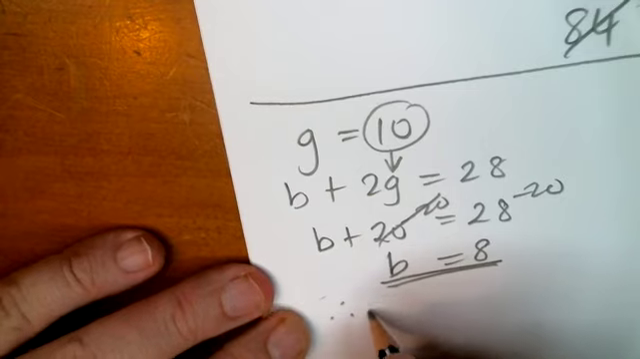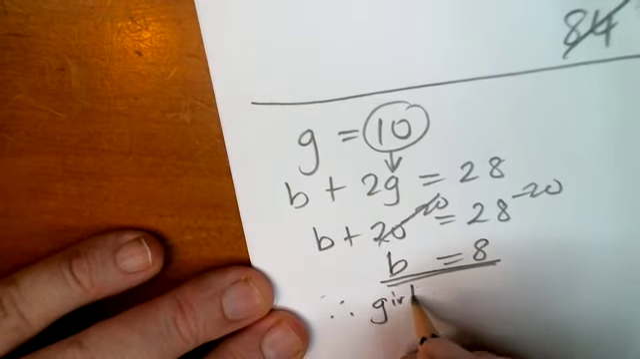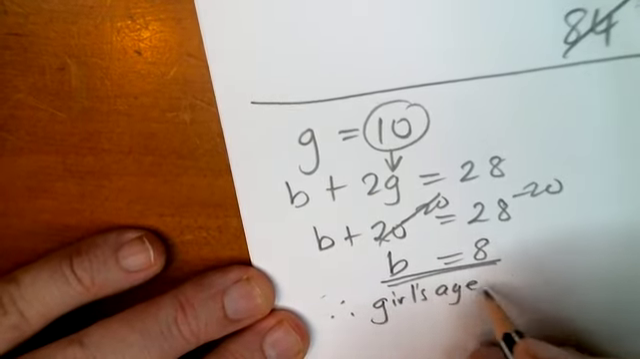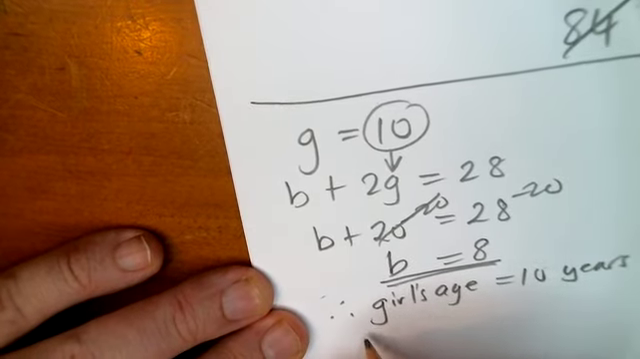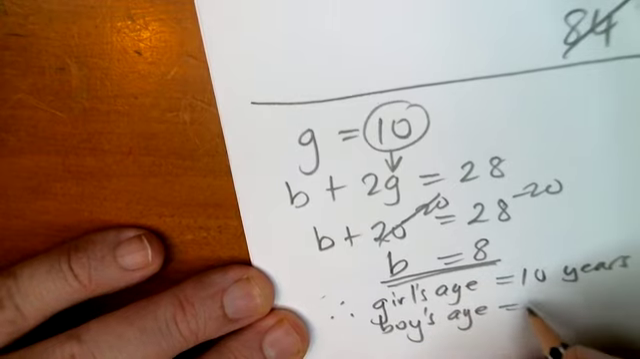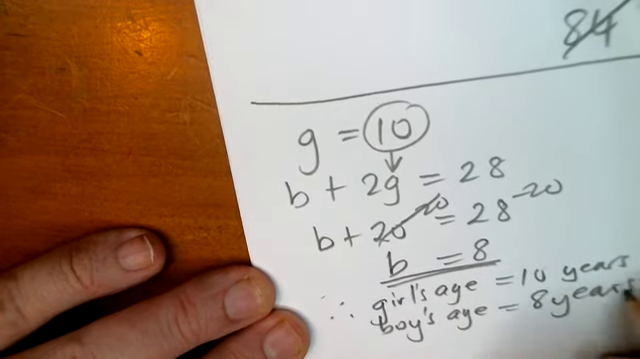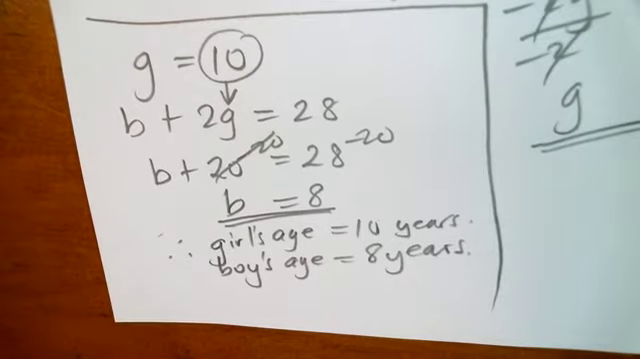Therefore, girl's age equals 10 years. Boy's age equals 8 years. And that's how I would express my answer.